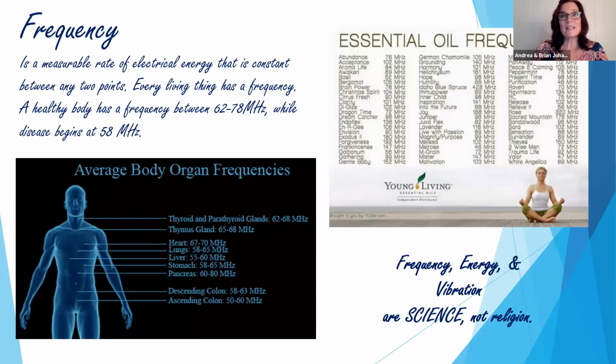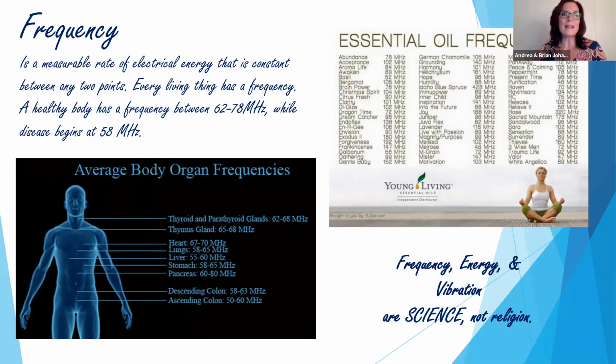Before we start talking more about the traditional Chinese medicine aspect of our time together this evening, I do want to cover just a little bit of science, because sometimes this can freak people out when we start talking about frequency or energy or vibration. And frequency is simply a measurable rate of electrical energy that's constant between any 2 points. And every living thing has a frequency. So guess what? You have a frequency. I have a frequency. We all have a frequency, and all the living things around us do.